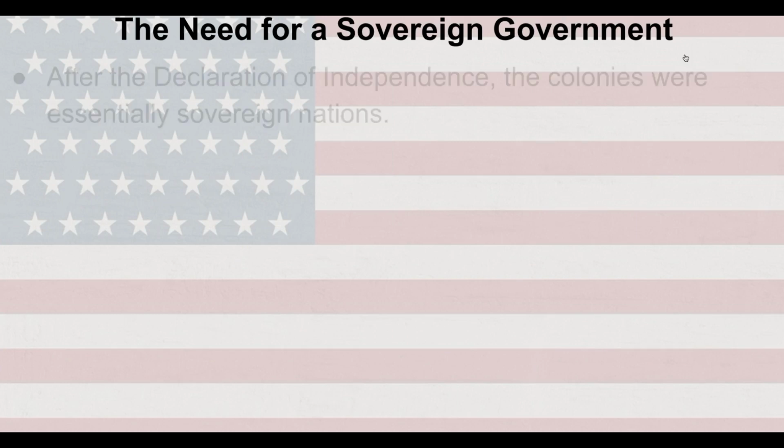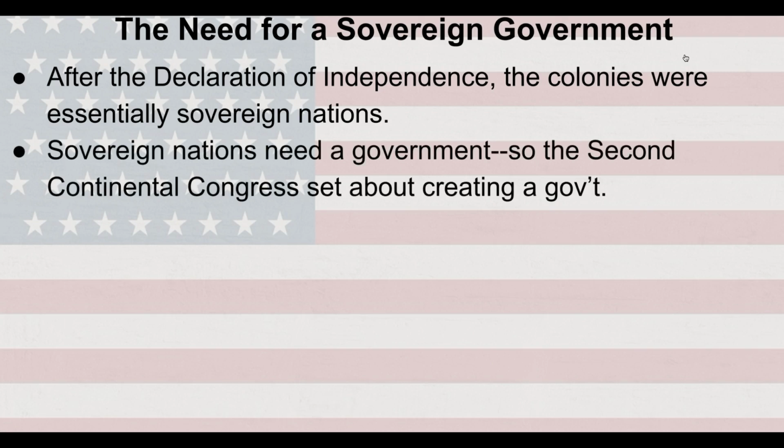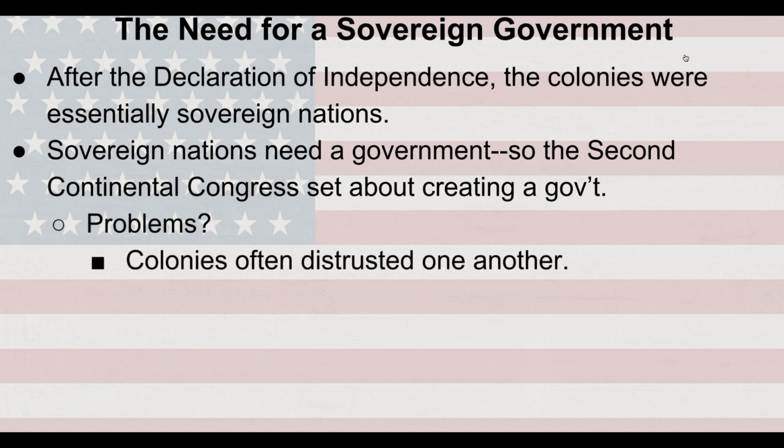When the Declaration of Independence is signed, the colonies are essentially a sovereign nation, and they are going to need a sovereign government. The Second Continental Congress is going to set about creating this government, but they do encounter a number of different problems. One problem is that the colonies often distrust one another. The colonies are extremely varied. They're spread along the eastern coast of modern-day United States, and they stretch from the very top to the very bottom of that seaboard.